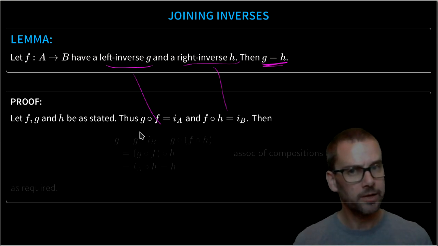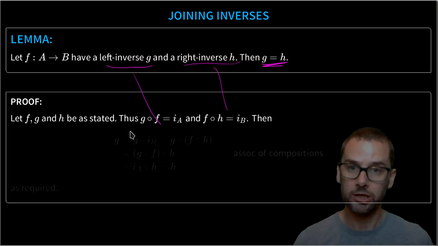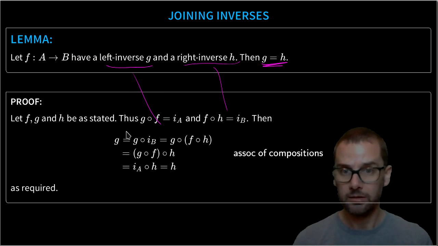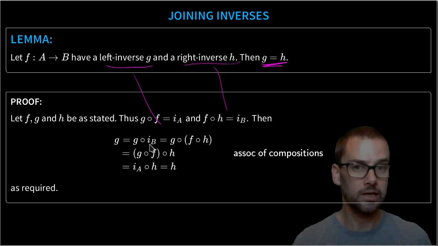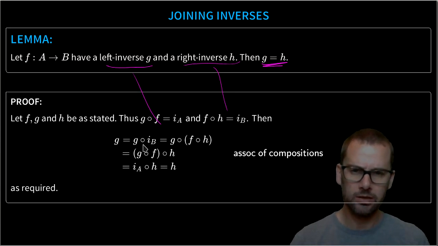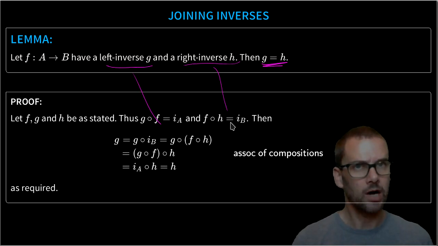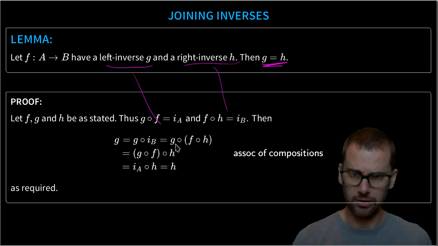Then we can manipulate things around to show that g equals h. In particular, we can write g as g composed with the identity. But then we know the identity is just f of h, that's the right inverse property. So we can write g as g composed with the identity on b, which is g of f of h.